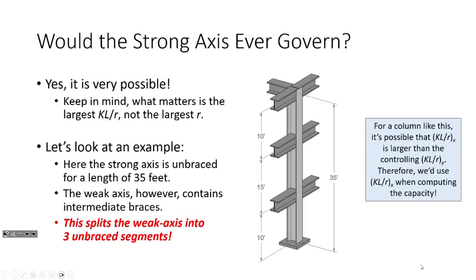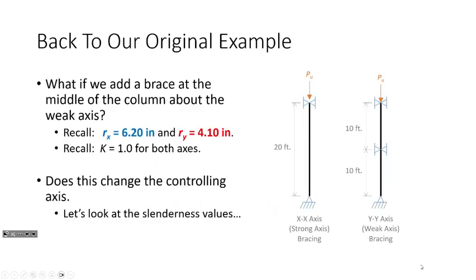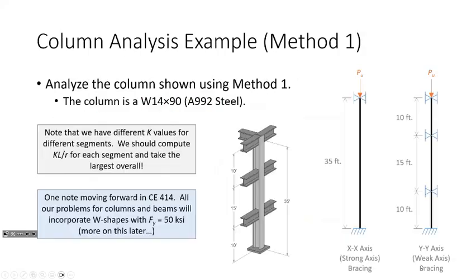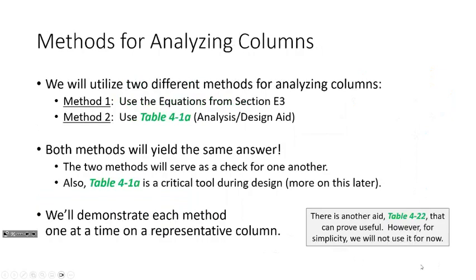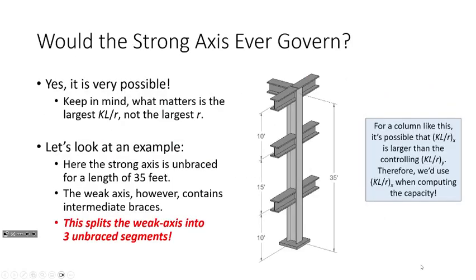I propose that for this column we have a different bracing configuration than we would for the column I just showed. So for example, that column is actually going to look something like this. The x-axis is completely unbraced for a length of 35 feet, but the y-axis has intermediate bracing, and we have different bracing configurations. So let me make my point here.